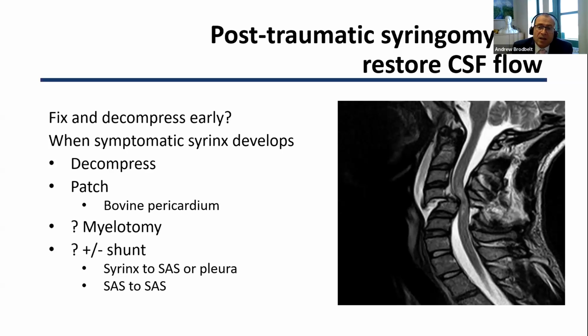Other techniques described include myelotomy and shunting. And we've already started to talk about shunting. Shunting is described from the syrinx to the subarachnoid space, pleura or peritoneum, or simply from the subarachnoid space above to below the obstruction. There's very little in the literature to suggest that one technique is better or provides additional benefit over an adequate decompression and duroplasty.